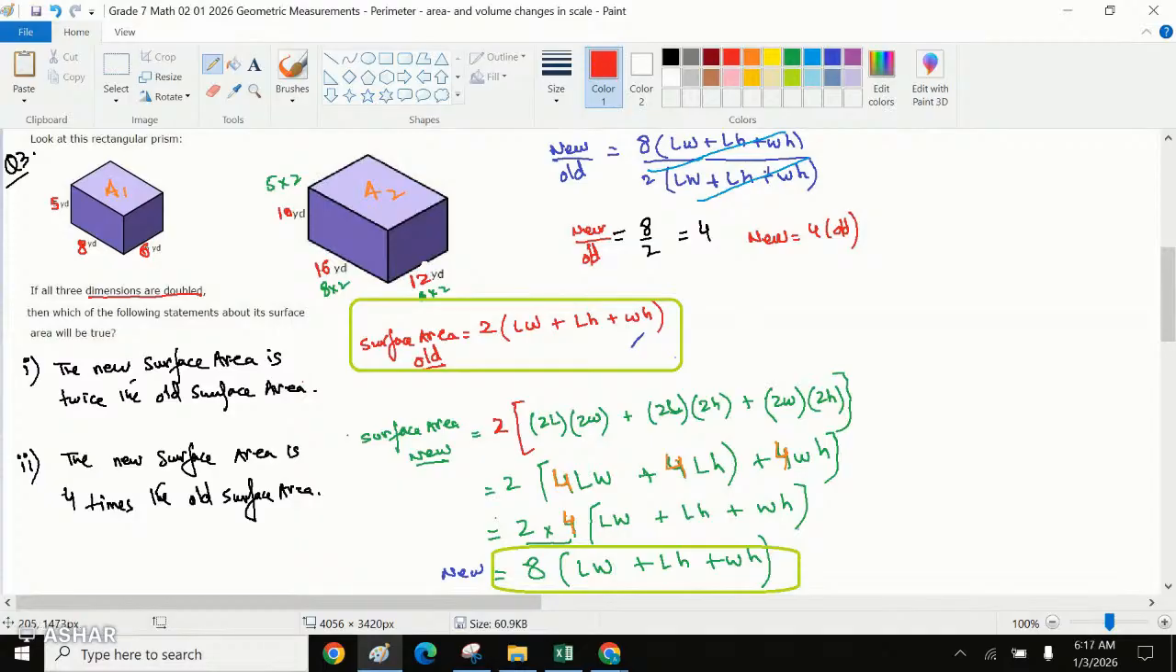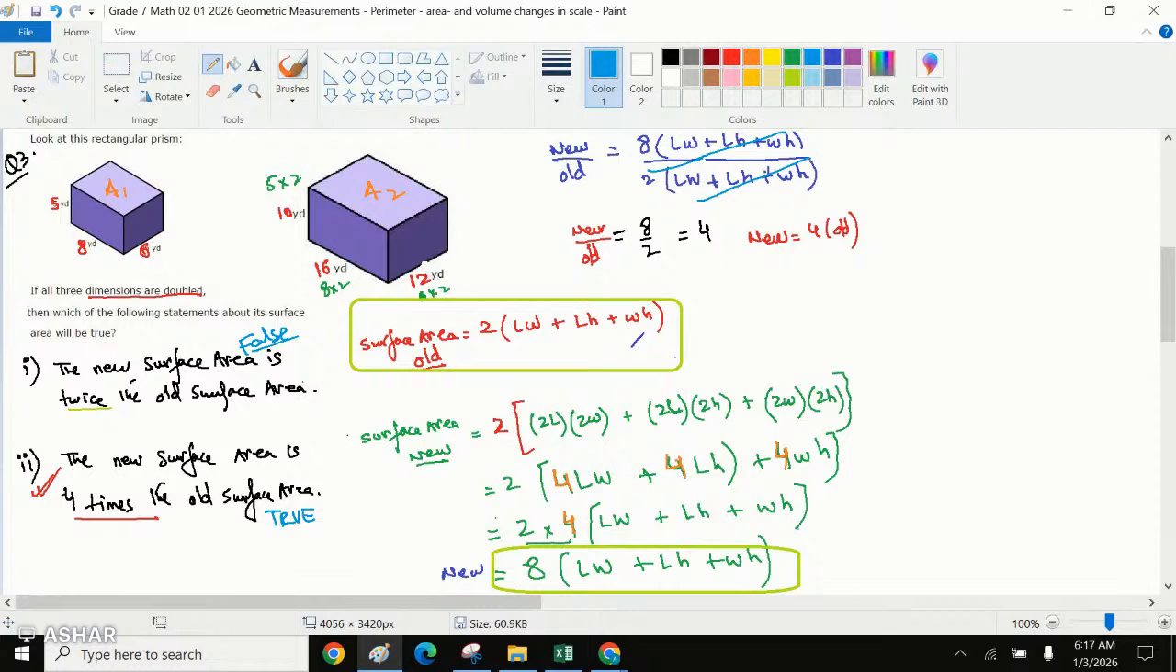So which statement should be true? The second statement should be true because it says 4 times. Over here it said twice. It's not twice. So this is true for us. And this statement is false.